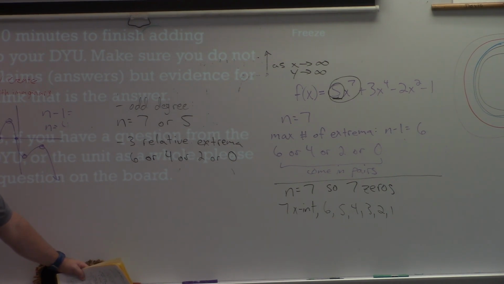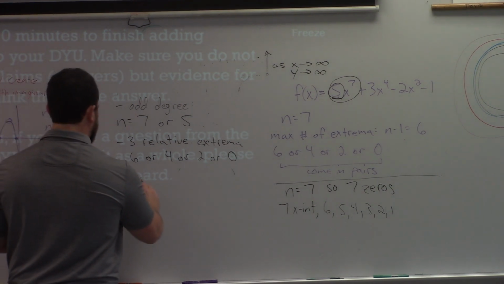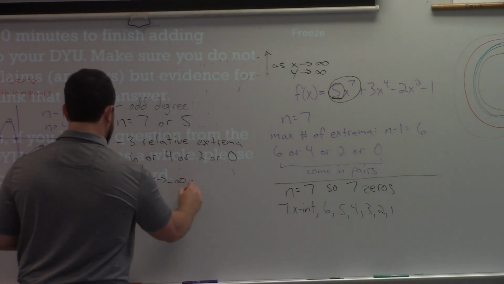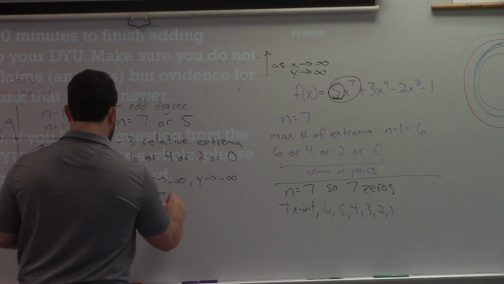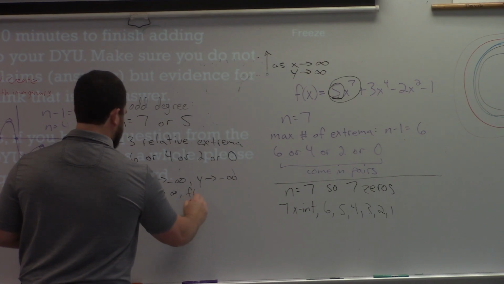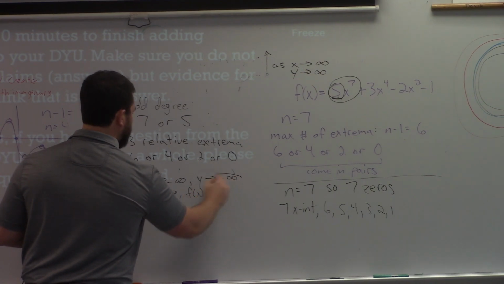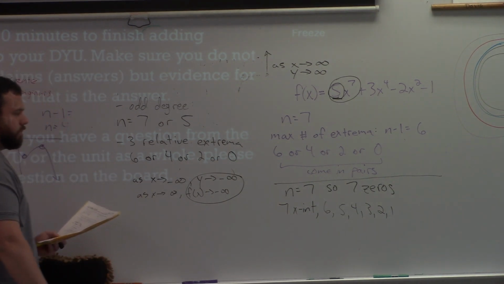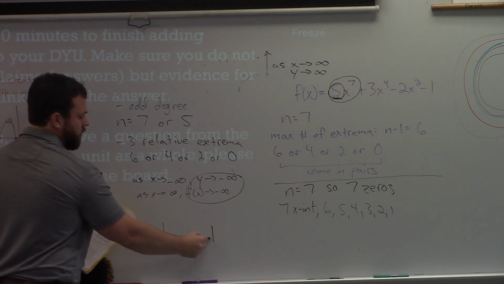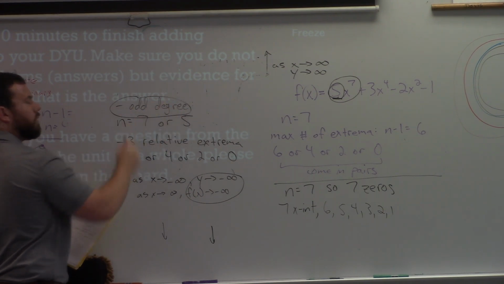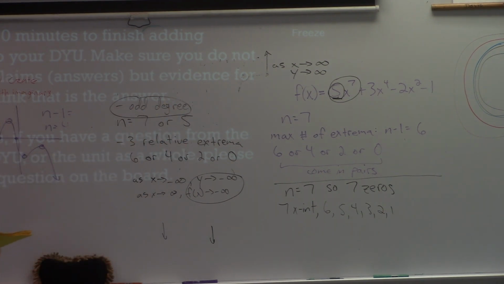No. If the characteristics contradict each other, they're not possible to happen at the same time, then it's an impossible graph to do. The second statement was as x goes towards negative infinity, y goes towards negative infinity. As x goes towards infinity, and actually it says f of x goes towards negative infinity, but notice that means that the end behavior, is it the same or different? Different. Notice they're both negative, that means they're both going down. Is that possible with an odd degree? No. Those characteristics contradict each other. If characteristics contradict each other, they can't happen at the same time, it's an impossible graph.